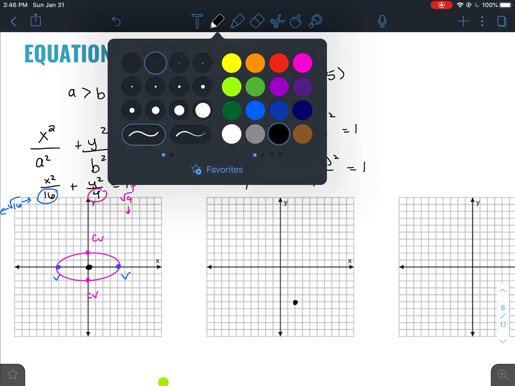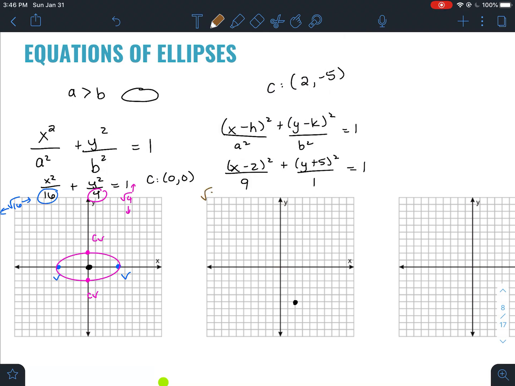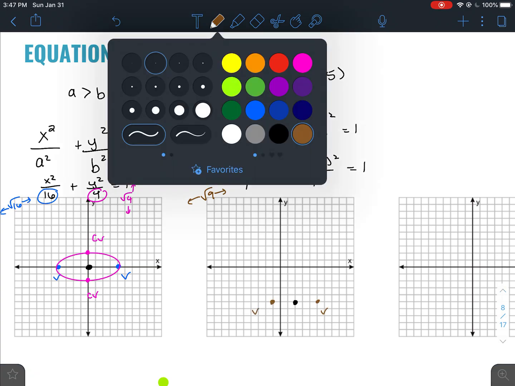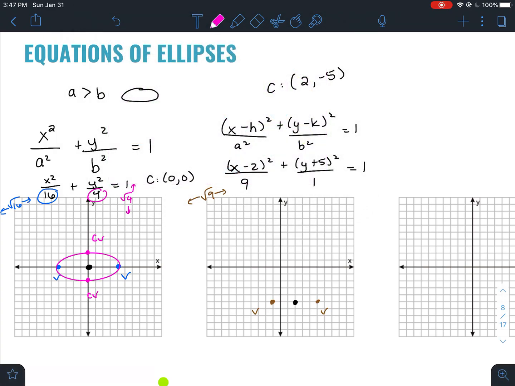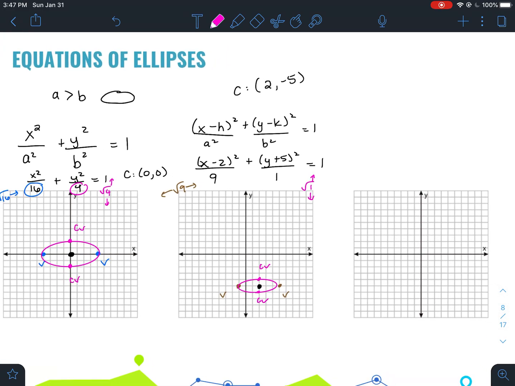Then take the square root of what's underneath the x, and that's how many you move left and right. So we're going to move 3 left and right: 1, 2, 3. So those are my vertices. Then take the square root of what's underneath the y. The square root of 1 is 1, and that's how many you move up and down. So up 1 and down 1. Then connect those points, and that would make your ellipse, whose center is at 2, -5, with vertices and co-vertices at the given points.